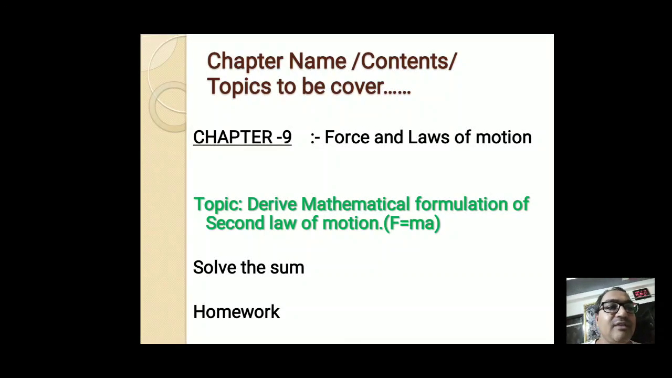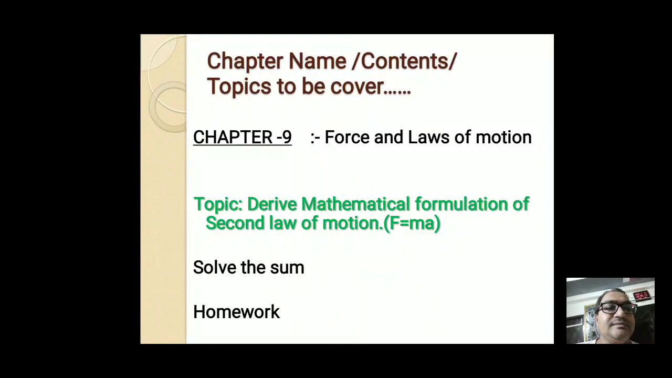that mathematical formula of Newton's second law of motion, that is also called F is equal to ma. In the exam the question will come that way: derive the mathematical formula of the second law of motion. So you have to derive that particular formula, F is equal to ma.